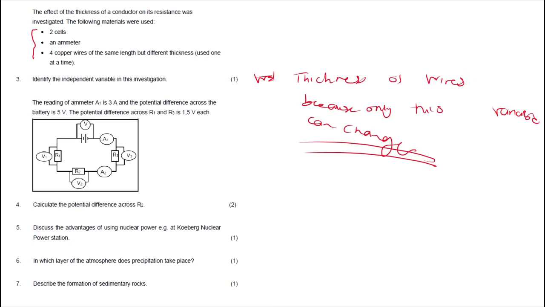Okay, and then next we'll move to question 4. So here we are told that the reading of ammeter A1 is 3 A, and the potential difference across the battery is 5V. The potential difference across R1 and R3 is 1.5V each. Now we are told to calculate the potential difference across R2. To calculate it, we will take the 5, subtract 1.5, and then subtract 1.5, and the answer will be 2.